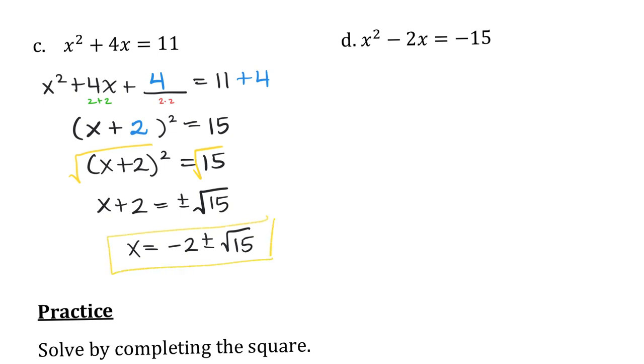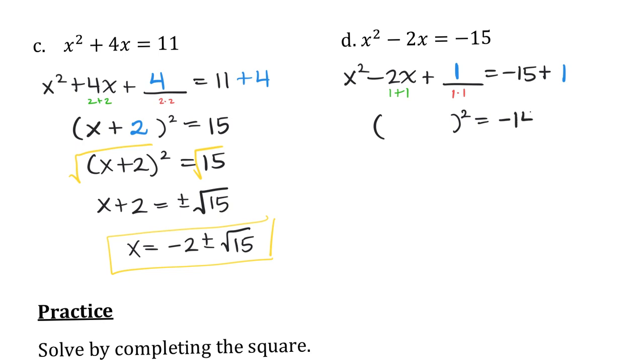Okay, I'm going to do one more with you, and then you will try the practice problems. Minus 2x to complete the square, fill in the blank. Okay, let's see. 2 divided by 2 is 1. 1 times 1, 1. Make sure to add it to the right side to balance. So binomial square equals negative 14. X minus, this is a 1.